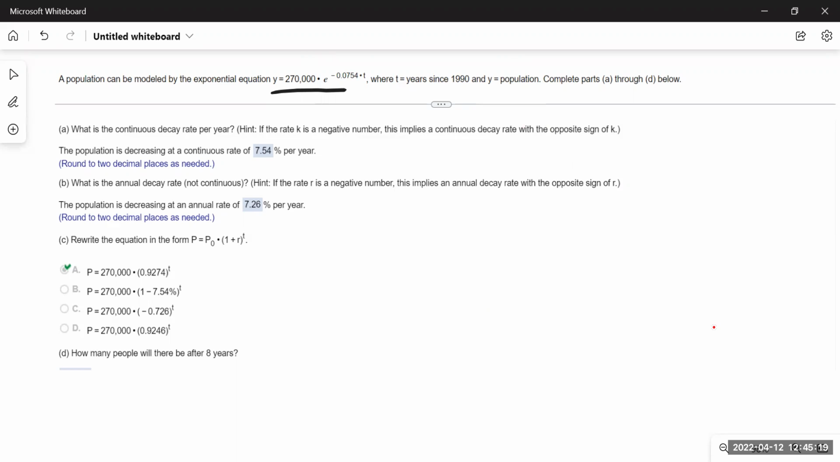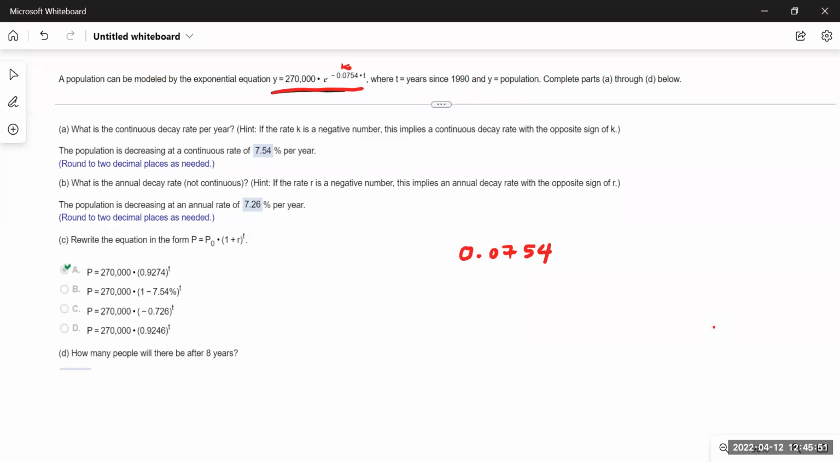Now, this is a decay equation because the k that we have here is an exponent. That number determines the rate. So we have 0.0754 as the value of k. Because this value is negative, this is a decay. That's why we have a decreasing scenario, and that is a decay.